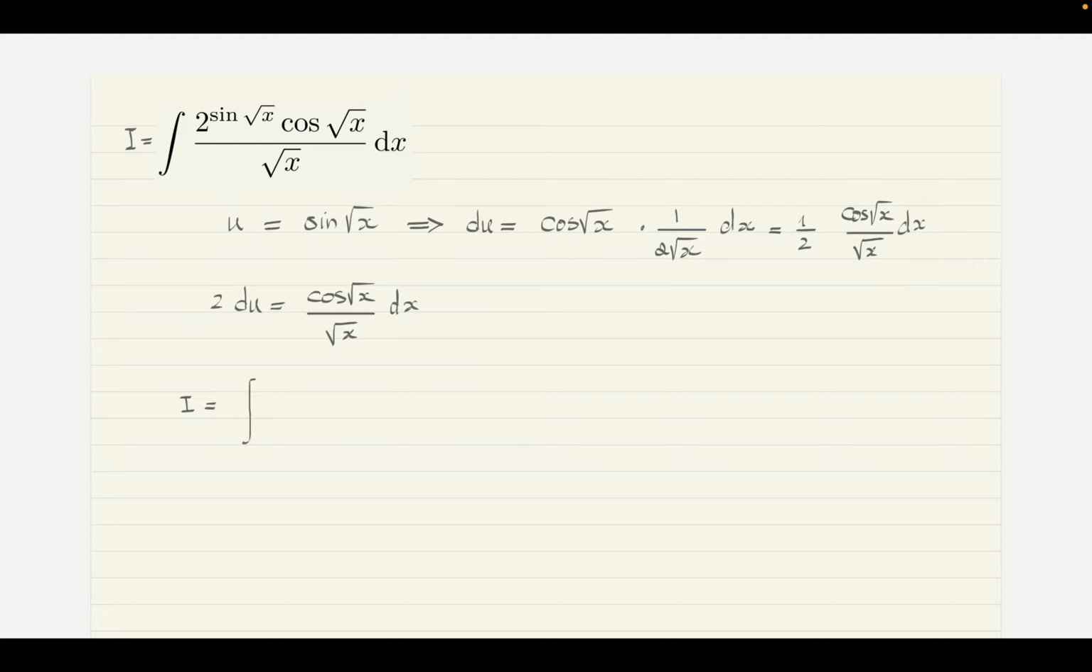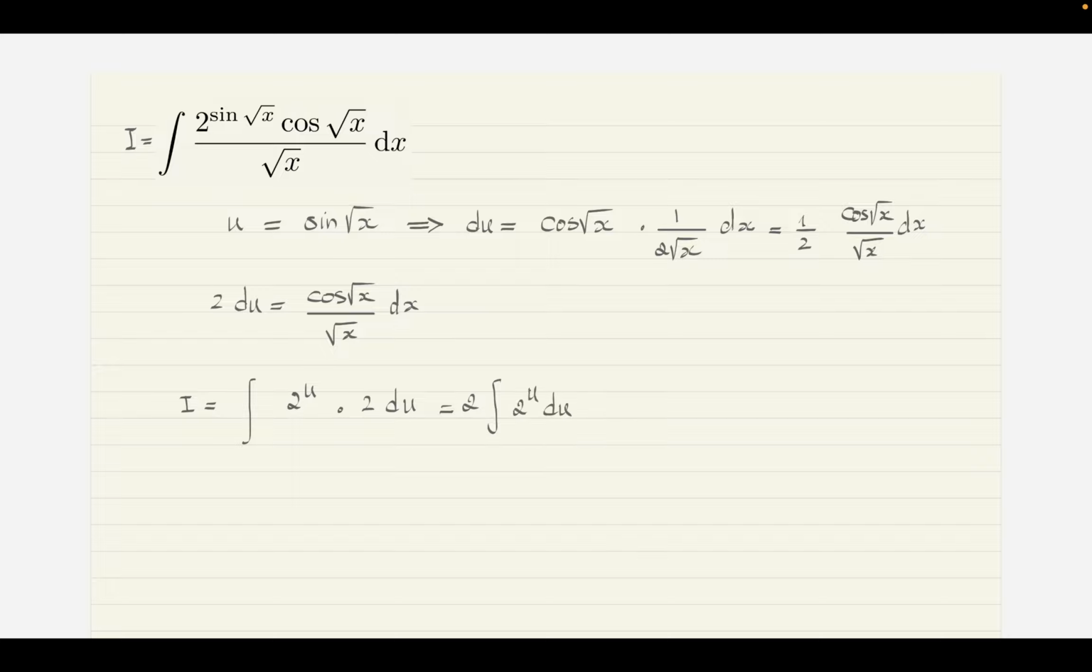Okay, so if I call my integral I, I can immediately write it in terms of my new variable u. Instead of this expression, I put u, so it becomes 2 to the power u. And then instead of this expression, which is exactly this one, I put 2 du. So this becomes times 2 du. But this 2 is just a multiplicative constant, so I pull it out, so it becomes 2 integral of 2 to the power of u du.